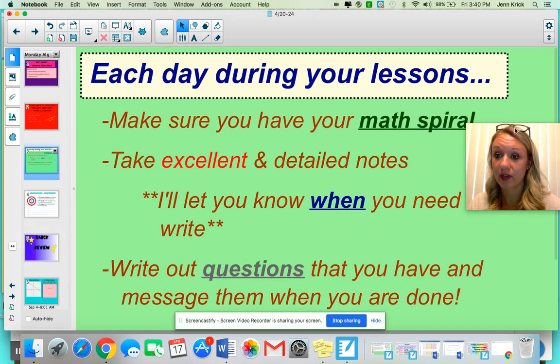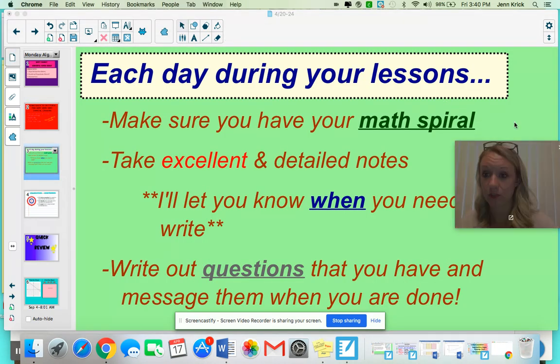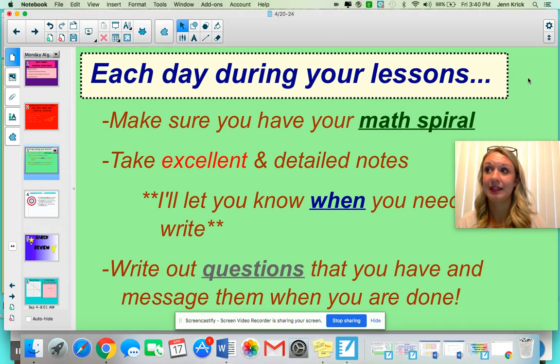So every day for your math lessons, make sure that you have your math spiral with you. At the end of the week, we're going to create a long T-chart on a Google Doc, or I'll push out a PDF. I haven't really decided yet on a way that we can just have all of our notes about all 3 forms synthesized together, so that if you want to look back at it next year, you have that.